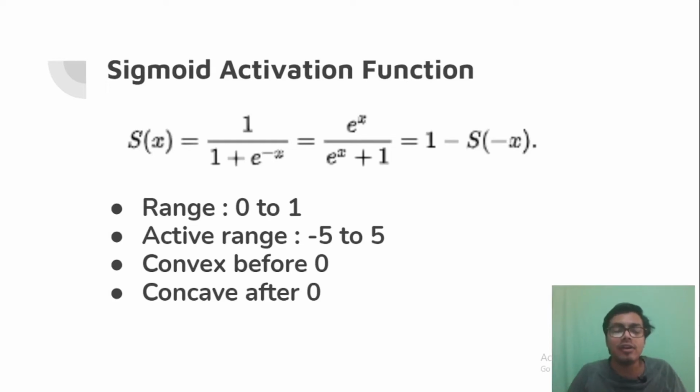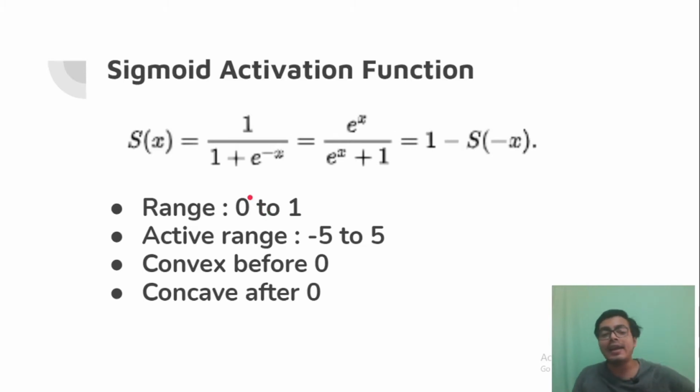For calculating the range, in the first function, 1 upon 1 plus e to the power minus x, let's try to put x as minus infinity. Then this would be e to the power infinity, and 1 upon infinity would be 0. So we have the lower limit as 0. Then let's put x equal to infinity. It would be 1 upon 1 plus e to the power minus infinity, which is 1 plus 0, equal to 1. This is how the range of the sigmoid is from 0 to 1.